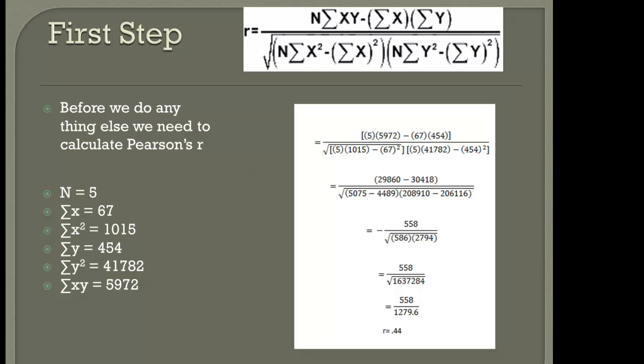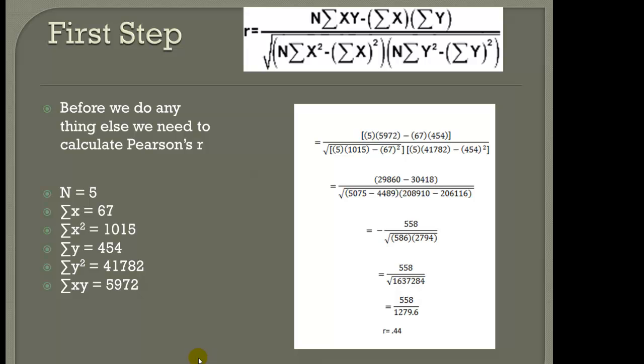So now that we have that calculated out, we can actually start our hypothesis testing. So we have a correlation value here, and if we were to interpret just that, that would tell us that there's basically a moderately weak relationship between the two variables. But let's go through and do our full hypothesis test.